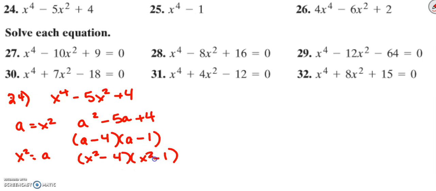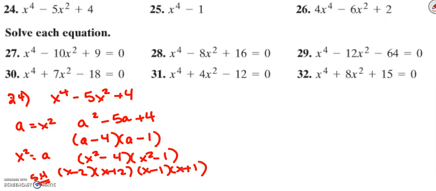Now, these are both differences. They have the subtraction, and more specifically, they are difference of squares. So x squared minus 4 can be rewritten as x minus 2, x plus 2. X squared minus 1 can be written as x minus 1, x plus 1. And if you need to review this, this can be found in 5.4, and it was the last example of that section. Alright, so this would be the answer for number 24.